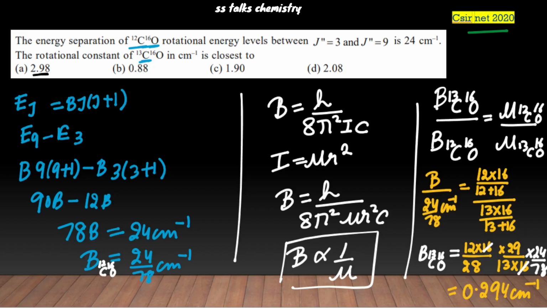So here you can change this one. It's 0.294. So we can say A will become the right one. Okay. The methodology you have to follow is this one only, right?